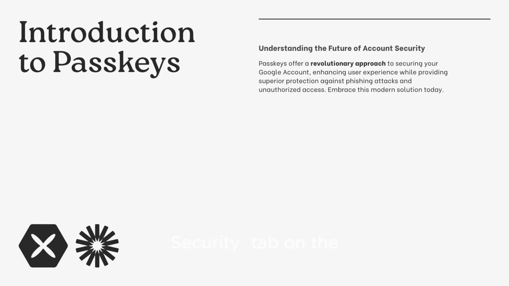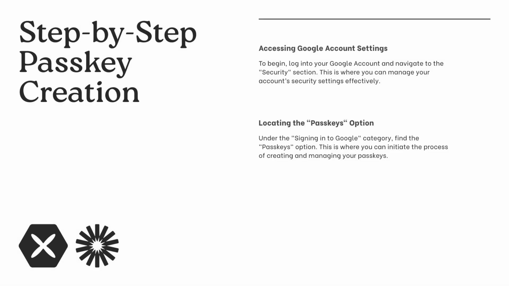Click on the Security tab on the left-hand menu. Scroll down the security page until you find the section labeled How you sign into Google. Within that section, look for and click on Passkeys. On the next screen, you will see a blue button that says Create a Passkey.